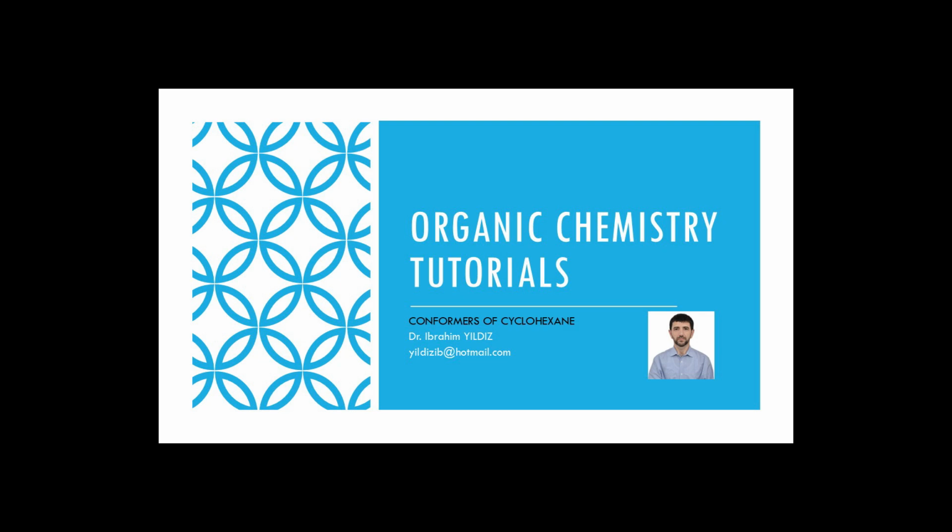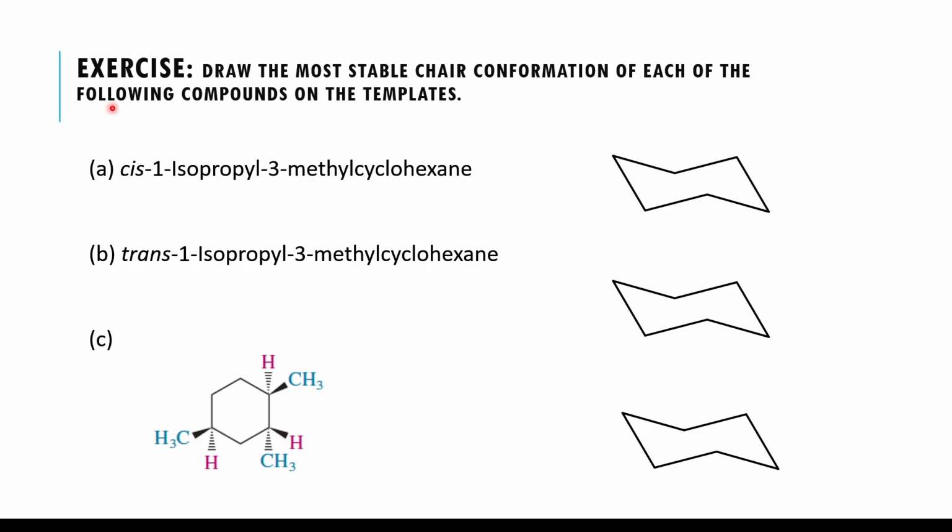Hi, in this tutorial we have an exercise related to chair conformations of cyclohexane. The question in the exercise asks us, draw the most stable chair conformation of each of the following compounds on the templates. Let's look at the first option. It is cis 1-isopropyl 3-methyl cyclohexane. Let's draw this molecule on the chair template.